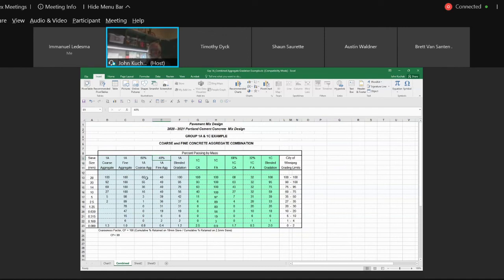So now you add these two together and you get a blended gradation. Now, does this blended gradation fall in between here? Does it meet these spec limits? Well, you can play around and look at it, but I always just plot them.